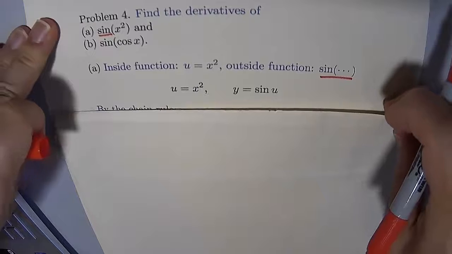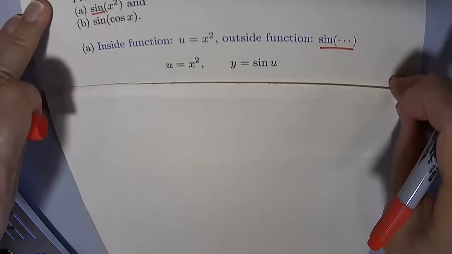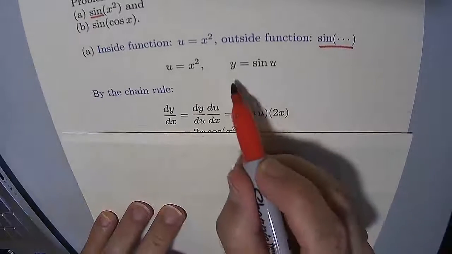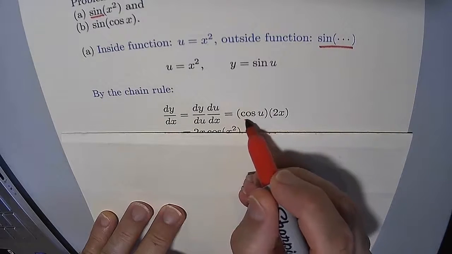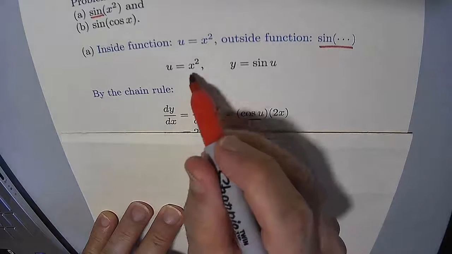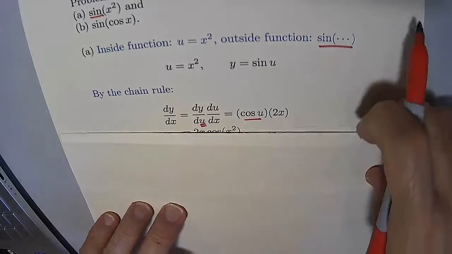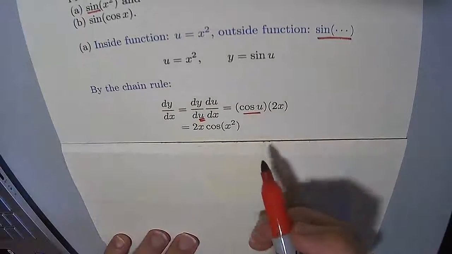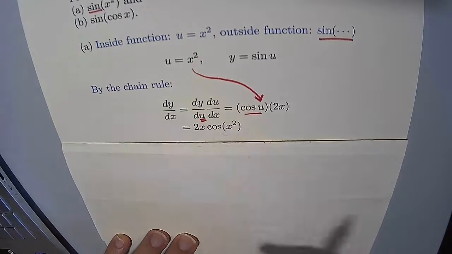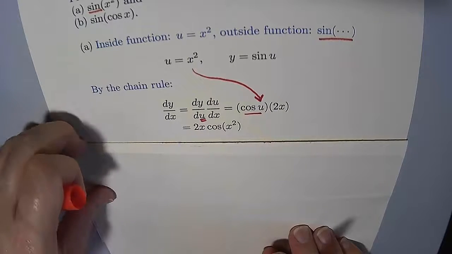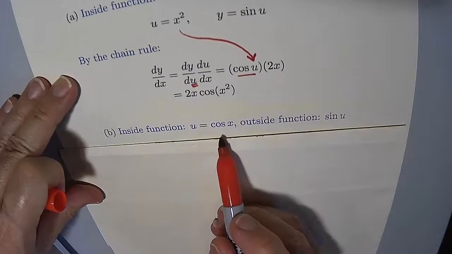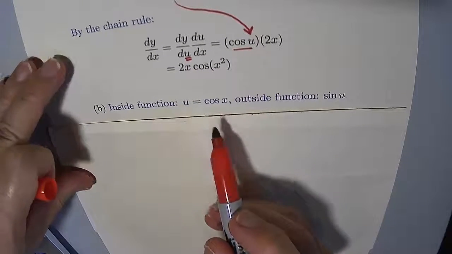So there is the detail. Applying the chain rule, derivative of sine of u is cosine of u. That's with respect to u, and then derivative of u with respect to x, derivative of x squared is 2x. And I can plug in x squared for u and get cosine of x squared times 2x as the answer to a.